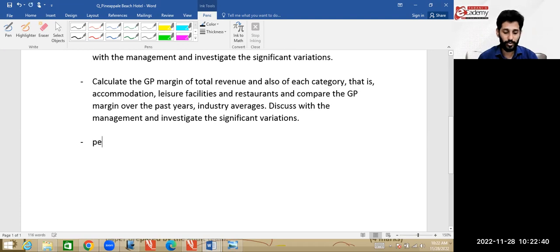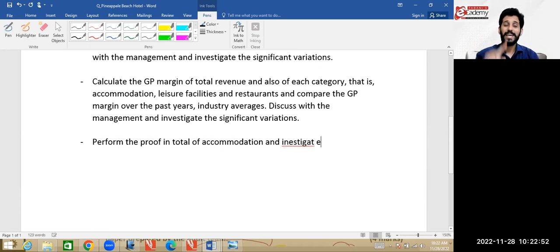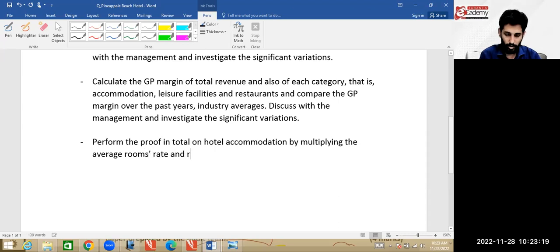So you will have to explain proof in total. Writing just 'perform the proof in total of accommodation and investigate the significant difference' is an inappropriate answer. You will have to explain how the proof in total would be applied. That is, perform proof in total on hotel accommodation by multiplying the average room rate and rooms occupied. This is actually the case connection.